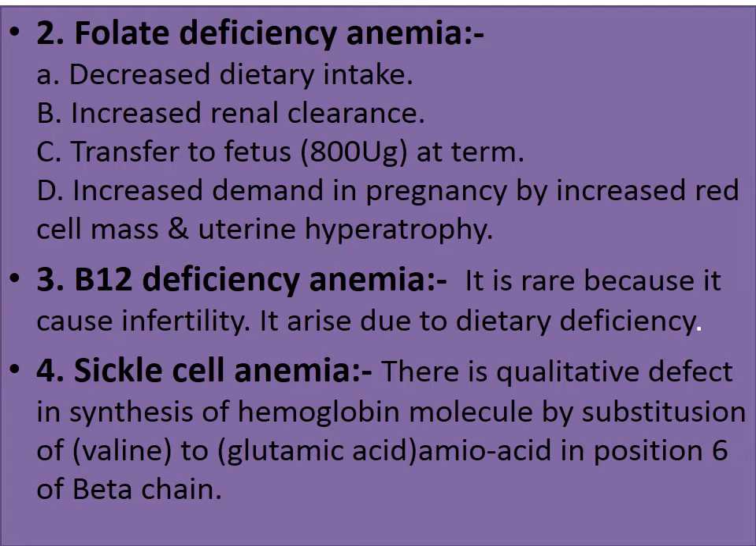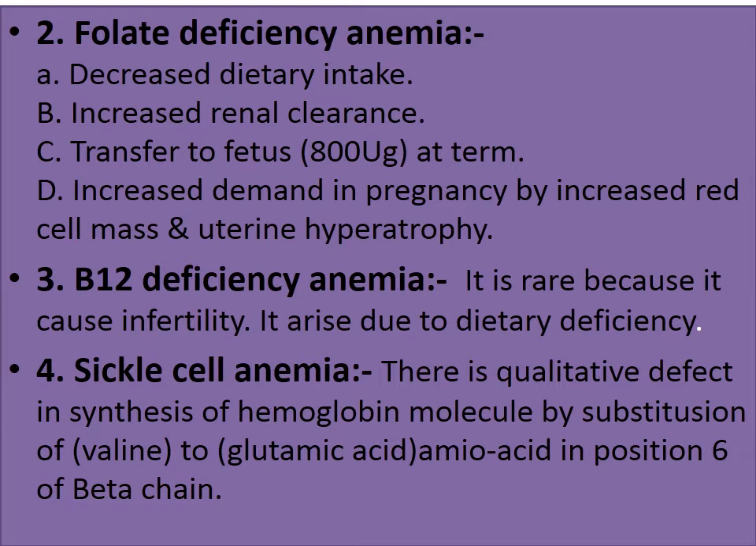Folate deficiency anemia arises if there is decrease in dietary intake, increased renal clearance, transfer to the fetus of about 800 microgram at term, and increased demand in pregnancy by increased red cell mass and uterine hypertrophy. B12 deficiency anemia is rare because it causes infertility. But if it arises, it is due to dietary deficiency.